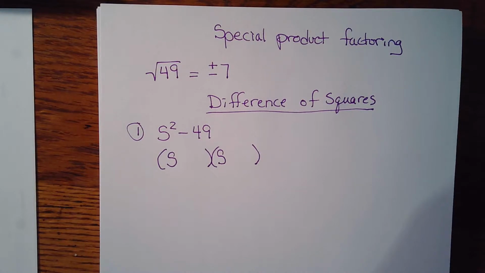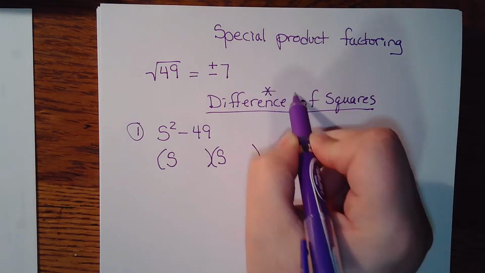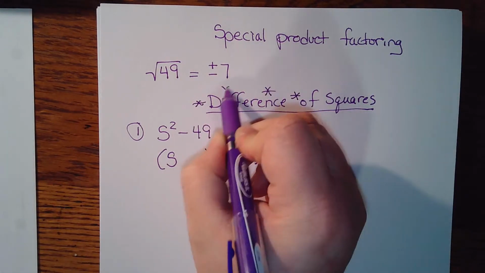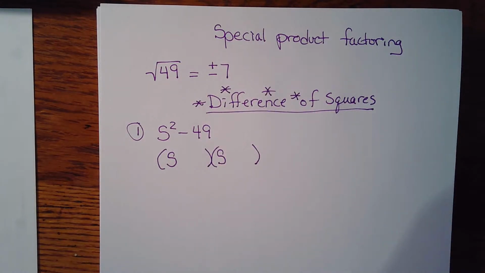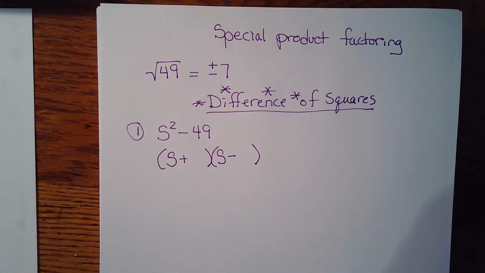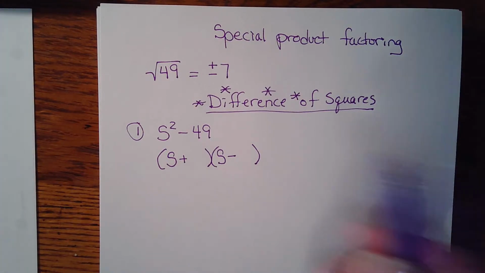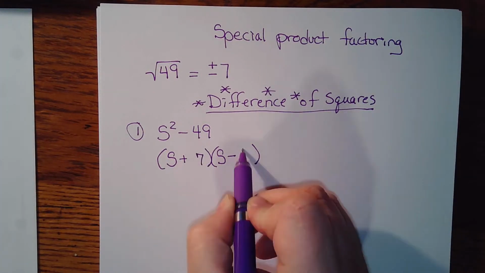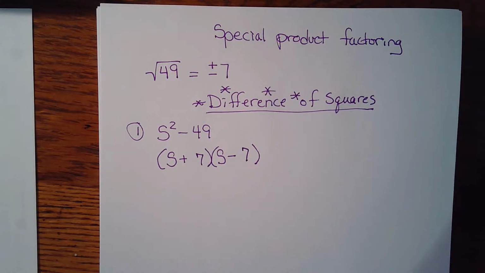Now this is difference. Difference means that one is positive and one is negative. We get that because of the square root. So the square root of 49, we already found at the beginning, is going to be 7. So your answer is just s plus 7 and s minus 7. That's it. No further needs to be taken there. So when you're doing these, it takes longer to explain it than to actually do it.